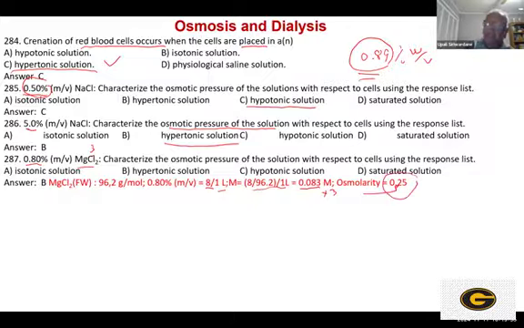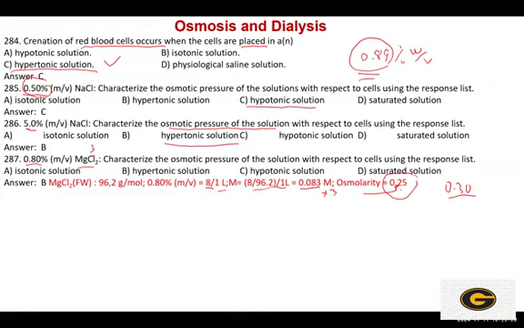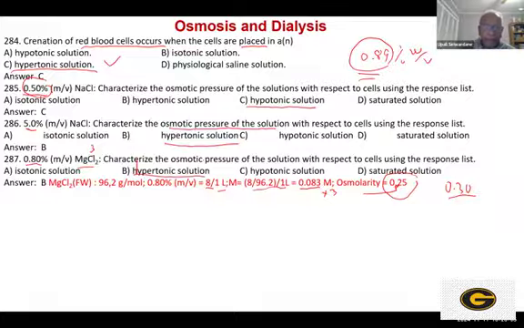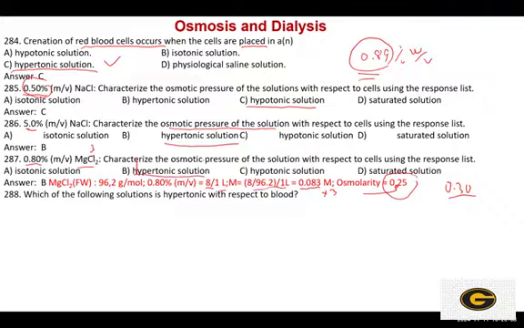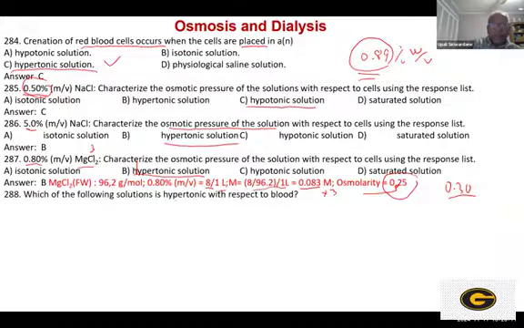So the osmolarity of a sodium chloride solution was 0.030. We calculated that. Therefore, this has to be hypertonic. This is low. This solution is hypertonic. That's how you get the answer B. We get the following solution is hypertonic.